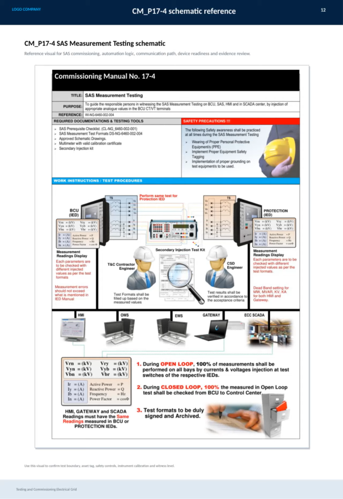Here we have the CM_P17-4 schematic reference for testing and commissioning the electrical grid, specifically focused on SAS measurement testing. This visual is crucial as it serves as a reference for commissioning, covering automation logic, communication pathways, device readiness, and evidence review. Make sure to use it to confirm key aspects like the test boundaries, asset tags, safety controls, instrument calibration, and the required witness level. This ensures that every step in the commissioning process meets our standards and is thoroughly validated.